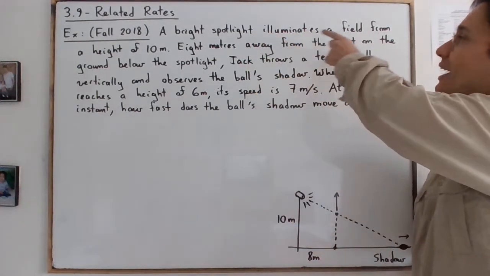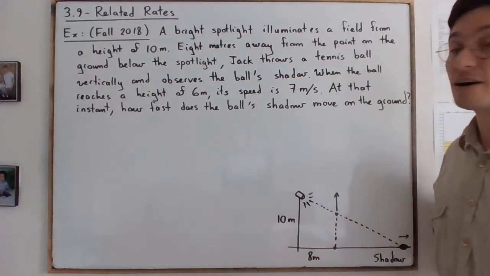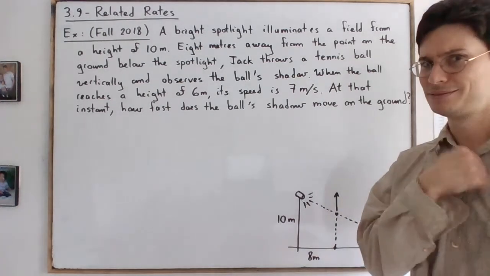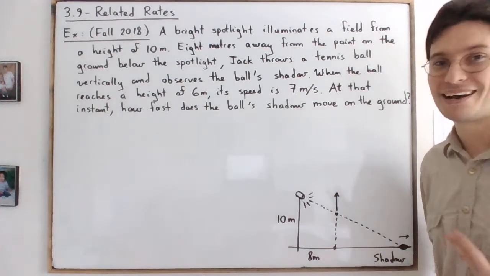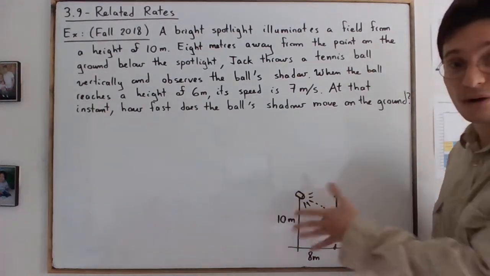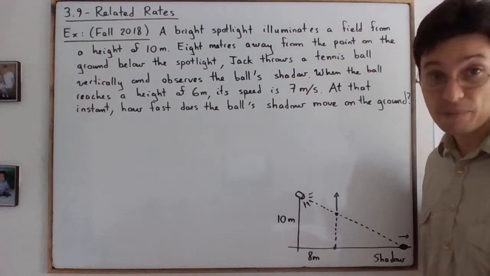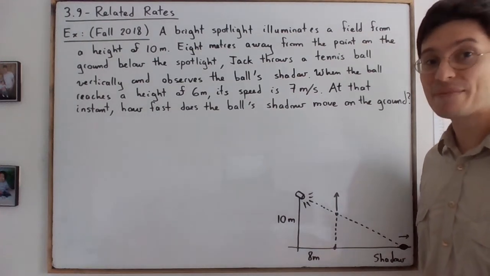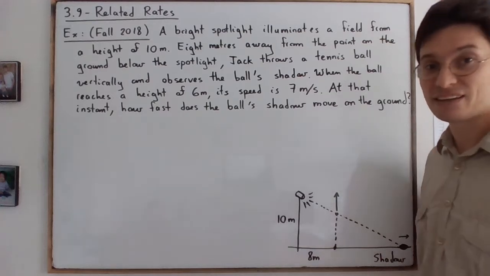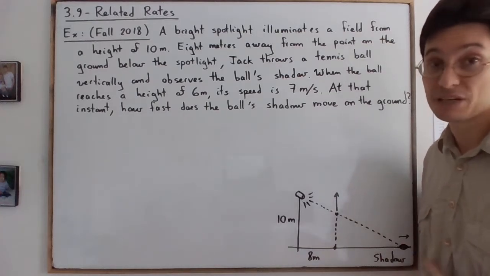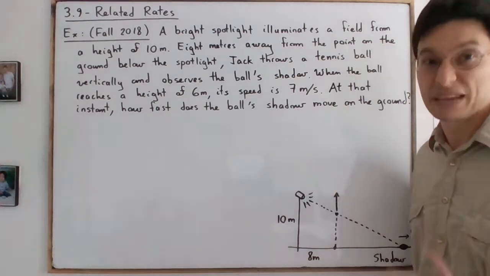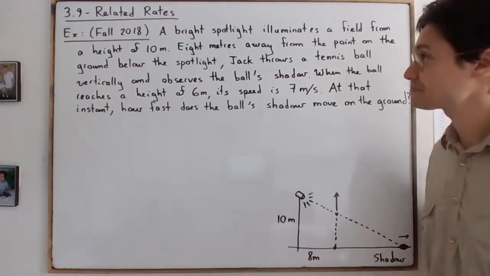A bright spotlight illuminates a field from a height of 10 meters. Okay, so we have a beautiful drawing over here. But that's it, so you have to come up with that. You have to be ready to come up with that type of drawing. That being said, in this final exam it was given, because we didn't want too many students to lose marks because they could not picture the situation.